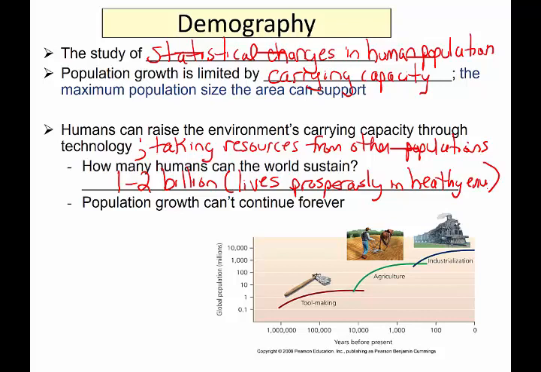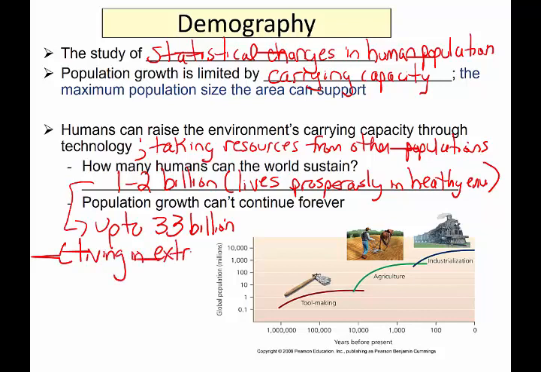So when we say 1 to 2 billion is the carrying capacity, that means everybody has what they need to live. Some people say it could go as high as up to 33 billion people, but that is where everyone is living in extreme poverty, and the environment is degraded, which means there are very few natural resources available. So a little bit about that.